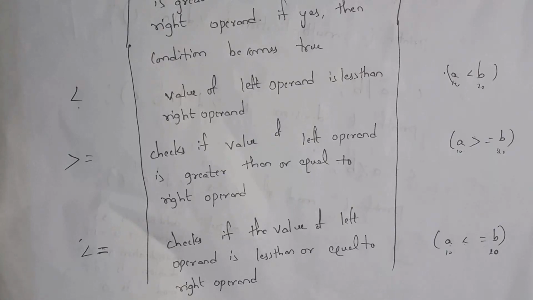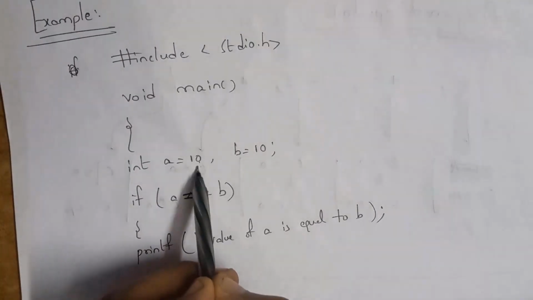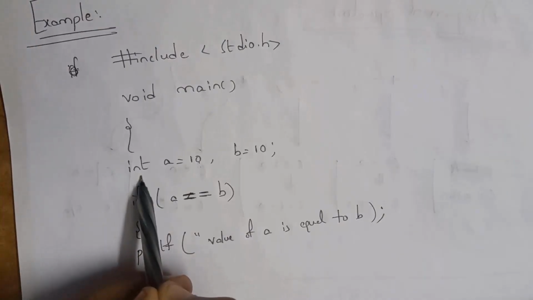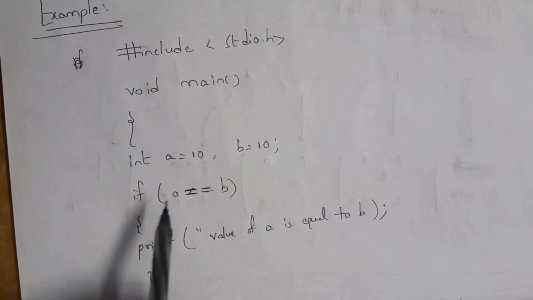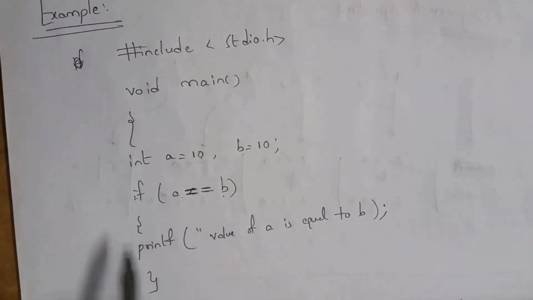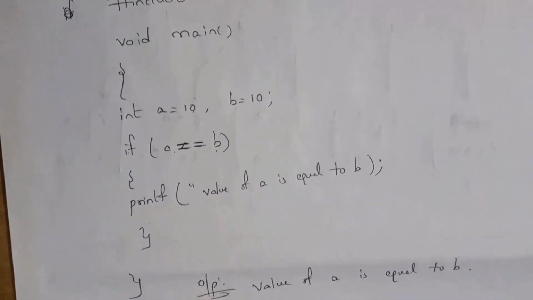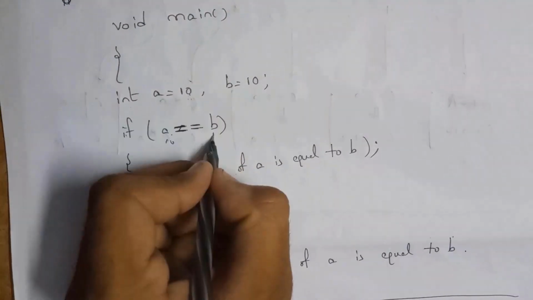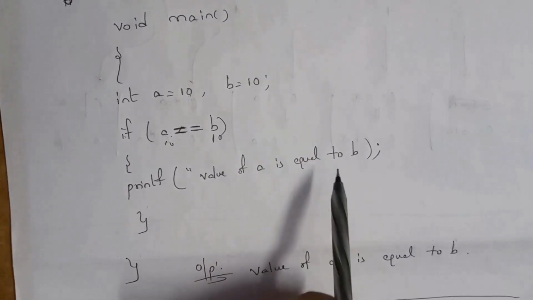Now I will extend the C program for various relational operators. First relational operator is equal to. Here at first I wrote A equal to 10. This 10 is integer type, so I wrote data type as int, and value of A is 10 and value of B is also 10. Here I gave the condition: if value of A is equal to B, then I should get output as value of A is equal to B. Here value of A is 10 and value of B is also 10, so this condition is satisfied. I will get output as value of A is equal to B.